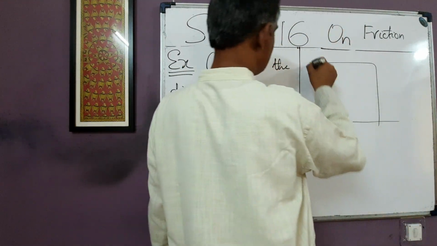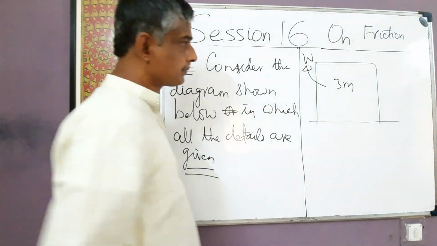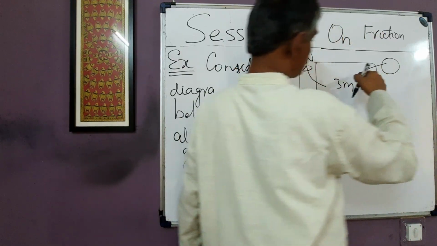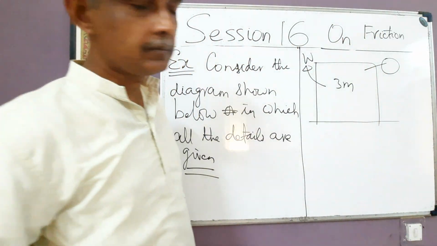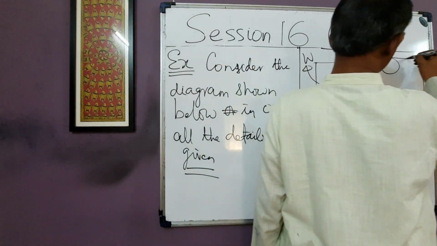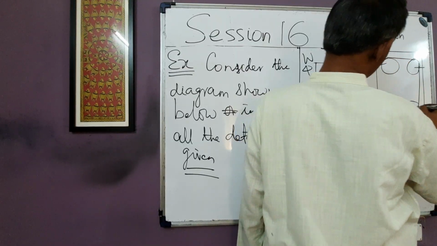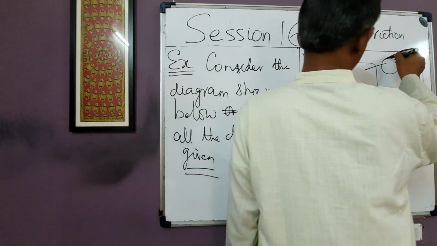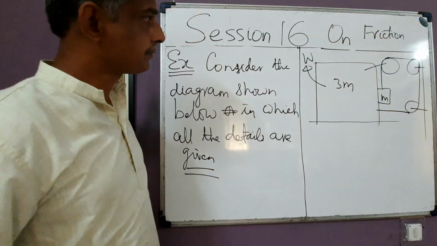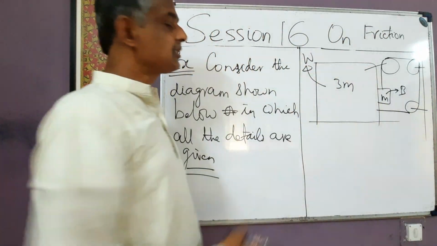A wedge W of mass 3m is placed on this rough surface. There is a pulley which is attached to the wedge by means of a light rigid rod. Here there is a fixed vertical wall. Here there is a string which passes over this pulley and passes over two more pulleys like this. And here there is another block of mass m. This block of mass m is denoted by B and the wedge is denoted by W.